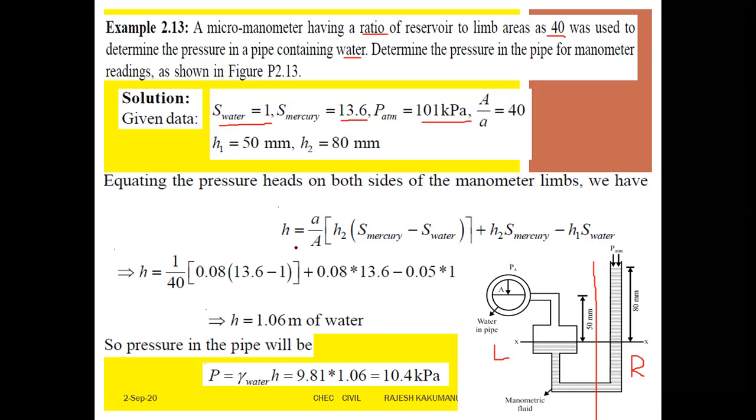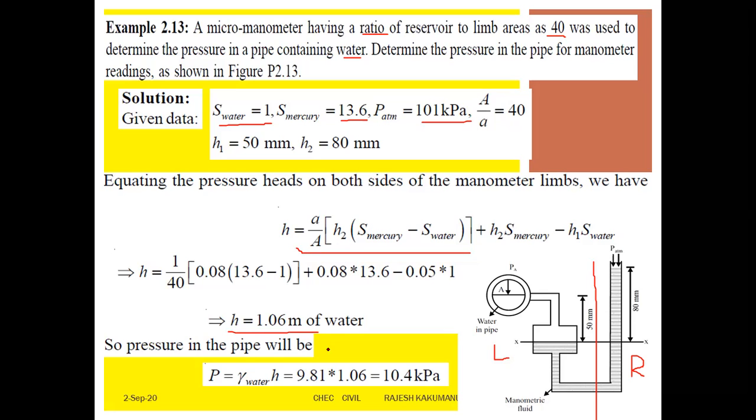Now substituting these values in this formula, 1 by 40 is equal to 0.025, H2 is 80 mm, converted into meters, 0.08 meters, into 13.6 minus 1 in the bracket, plus 0.08 into 13.6 minus 0.05 into 1. Now the height of water is 1.06 meters of water.